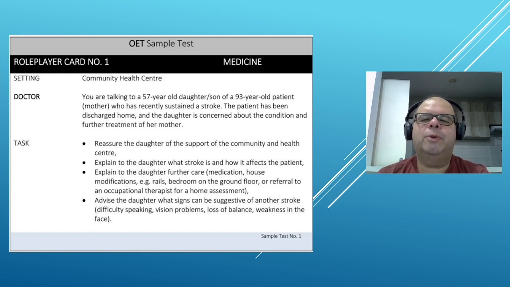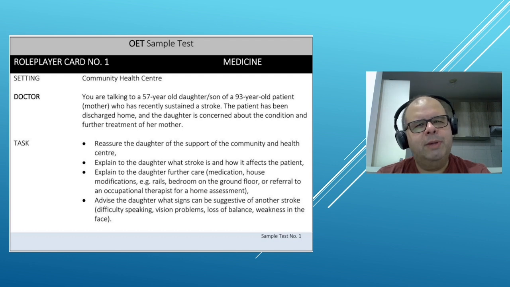Remember that on the day of the speaking test for OET, you will have 3 minutes to prepare the role play, which includes reading the card and taking notes. The first information you have on the card is the setting.